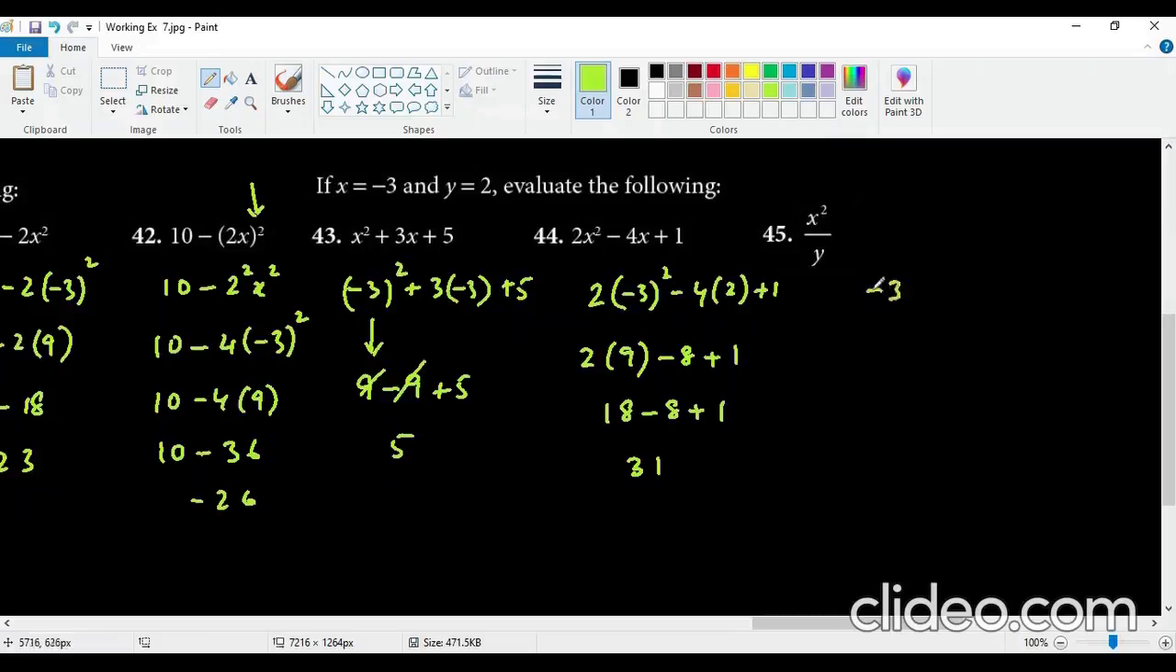In 45 it is negative 3 square divided by 2. That means 9 is divided by 2. That means 4.5 is going to be the answer. And you can write 4 whole 1 over 2. Both are going to be accepted answers.